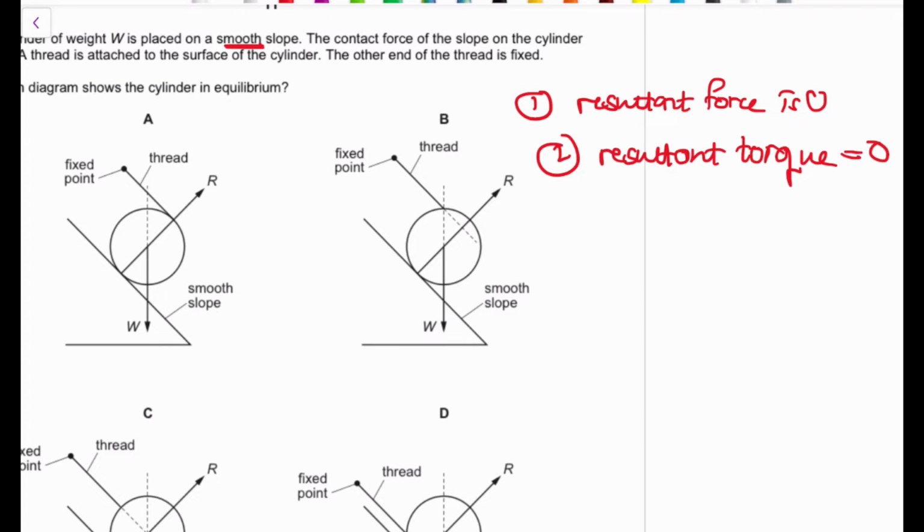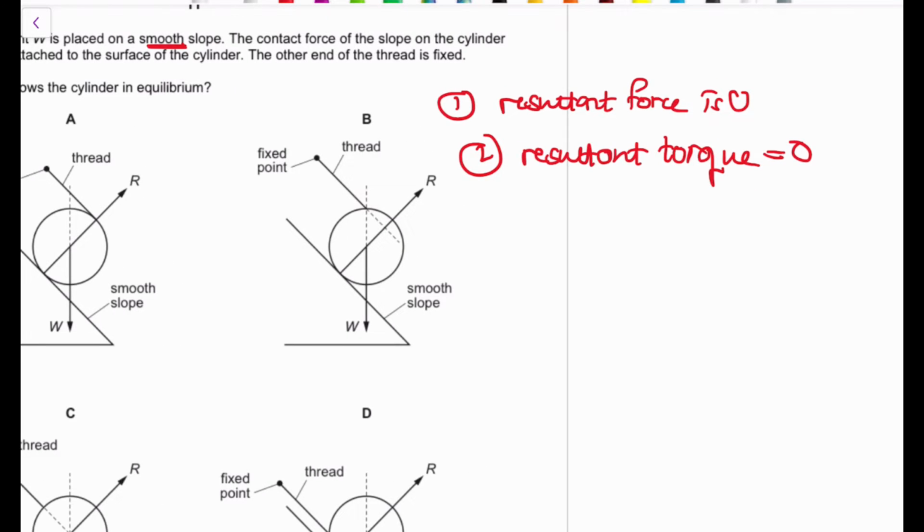Okay, so for this problem, we were just concerned with the resultant torque. But what is torque? We know that the torque is the force multiplied by the perpendicular distance from the line of action of the force to the pivot. Perpendicular distance.